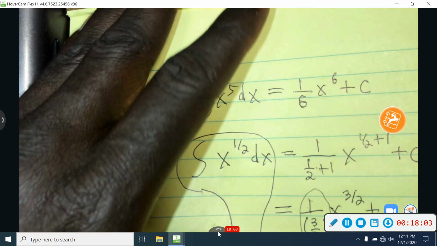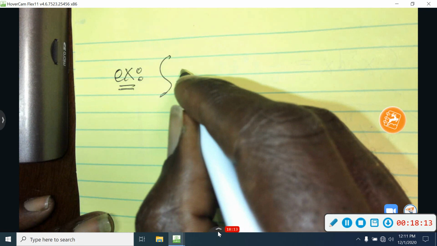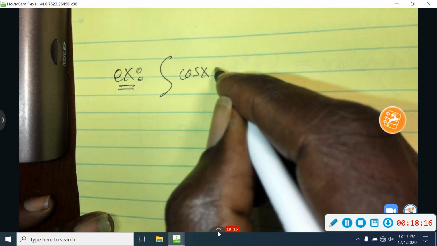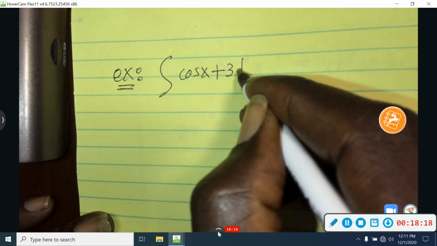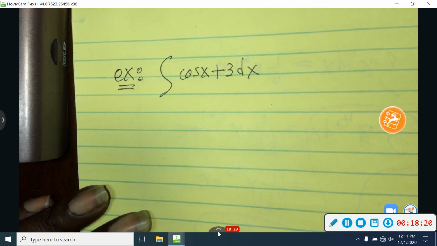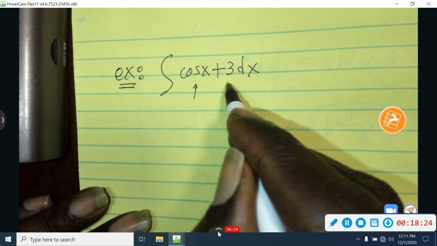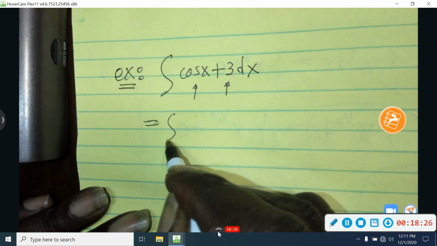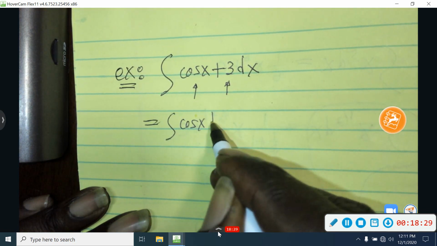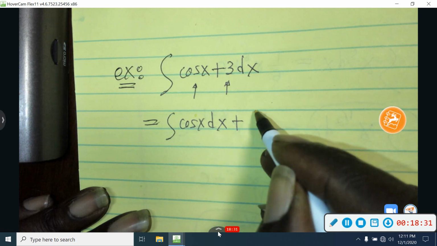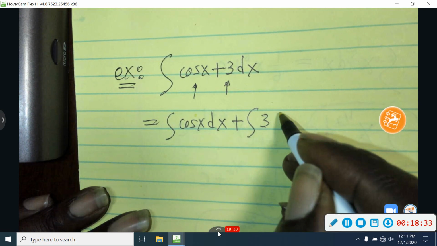First, let's start out easy. Let's do some trig functions. So these are more examples. How about the indefinite integral of cosine x plus 3? Well, by the property, it will come into the sum. So that will equal the indefinite integral of cosine x dx plus the indefinite integral of 3 dx.